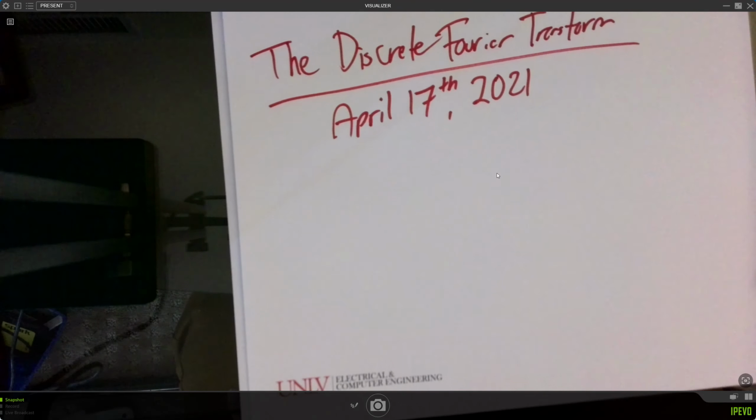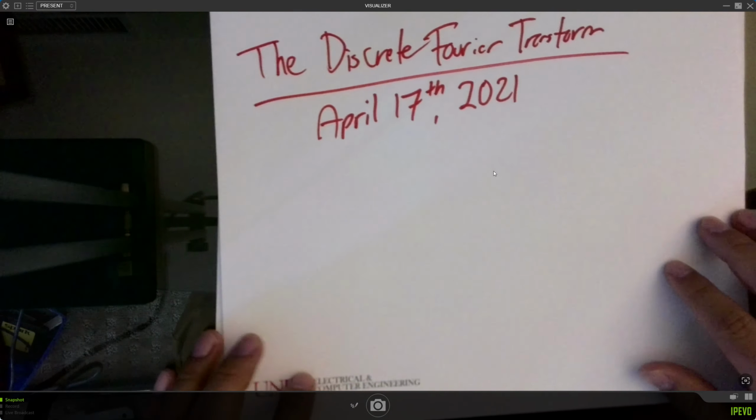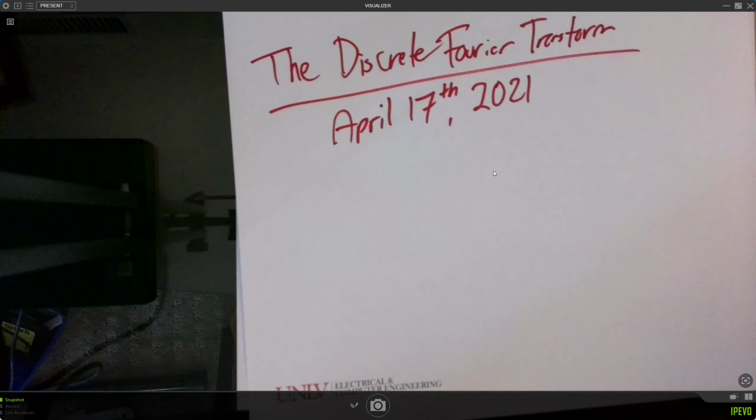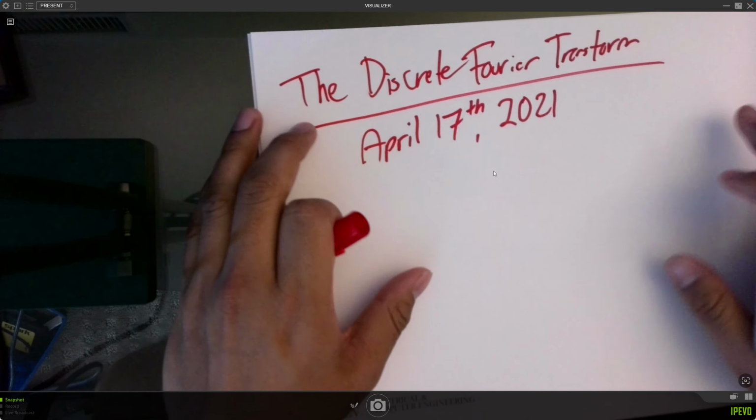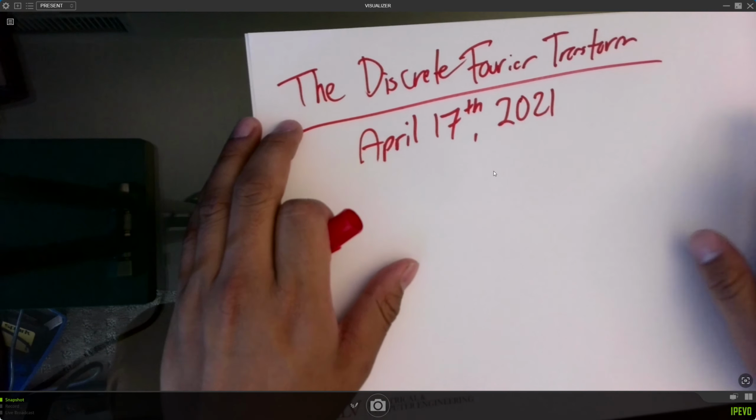So today I want to make a quick video on the discrete Fourier transform. We'll try to do a little bit of computer assignment 3, which is basically the discrete Fourier transform.